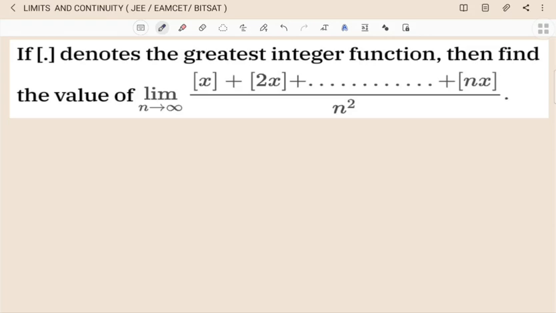If the question is asked in the objective way, they are asking to find the value. So it is indirectly a result. It's a very important result. Let us have a discussion.